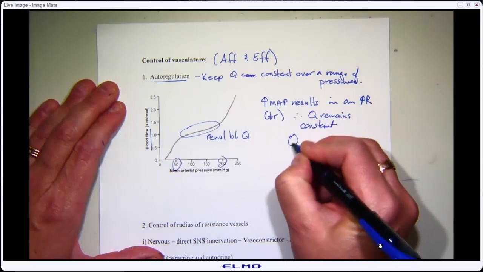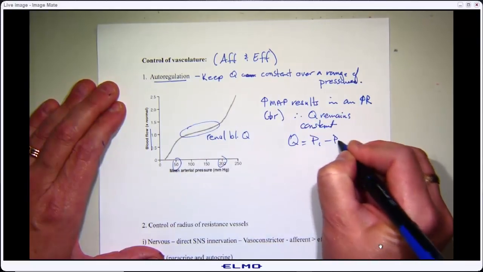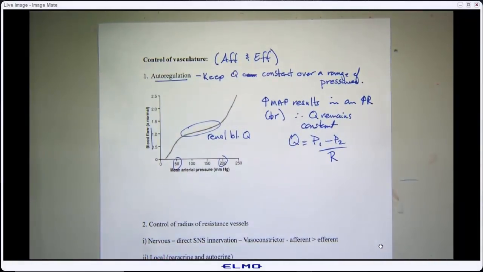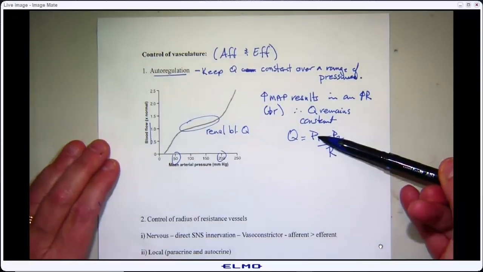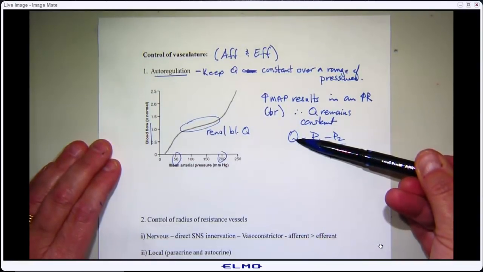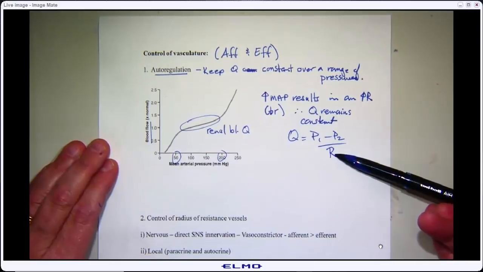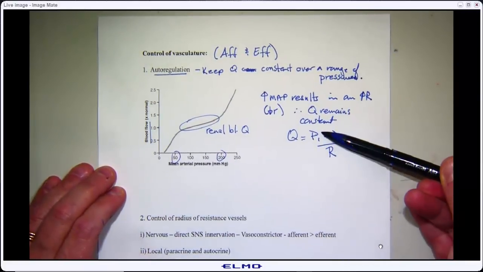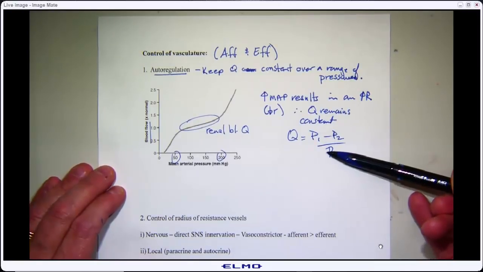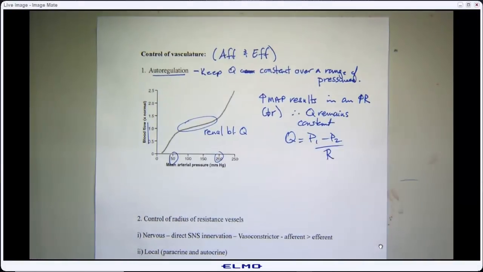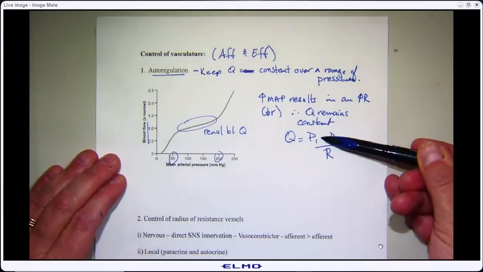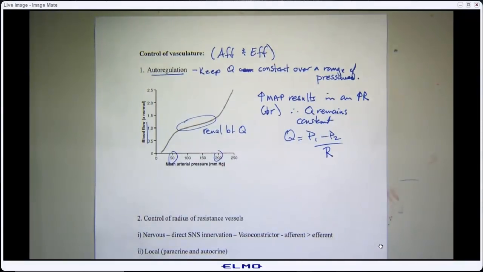Okay, so if we think about flow equaling P1 minus P2 over R, we increase pressure, we increase P1, we should expect flow to go up, but it doesn't because something happened to resistance. Resistance went up as well, so if the numerator goes up and the denominator goes up, flow stays constant. So that's essentially why flow remained constant. So the question then becomes why, when pressure went up, did resistance go up? And that's that myogenic response, right?